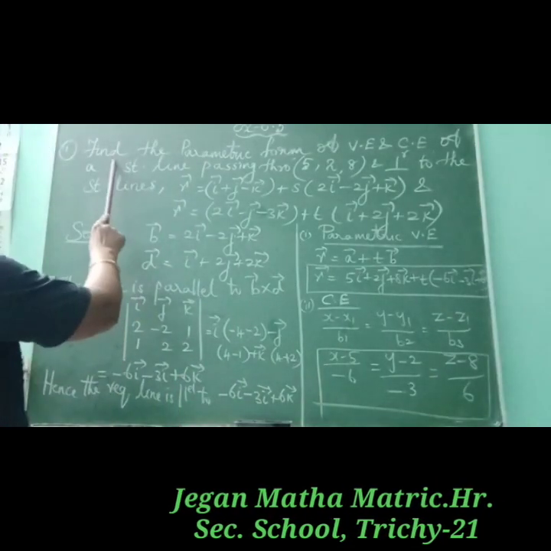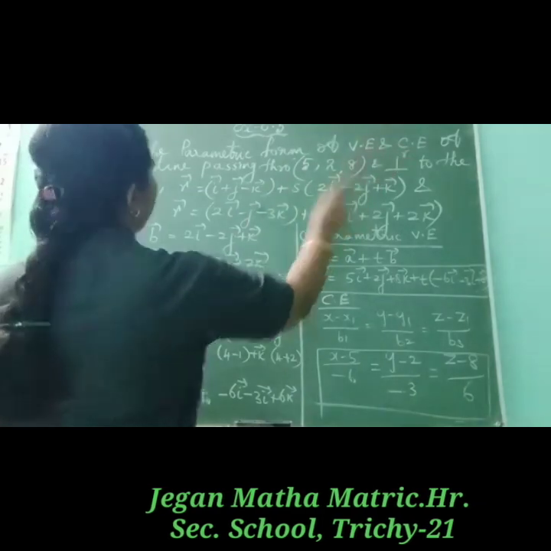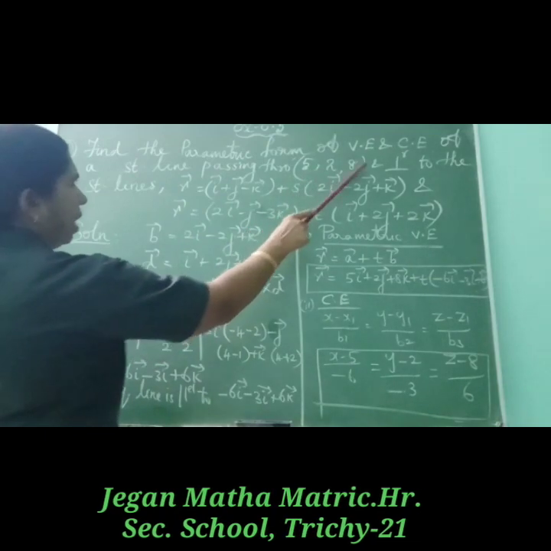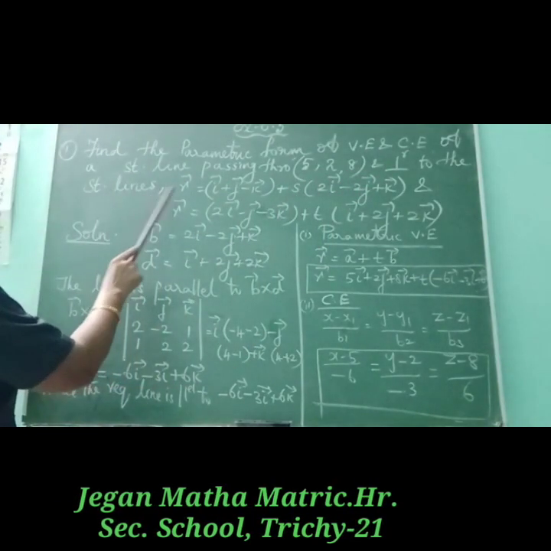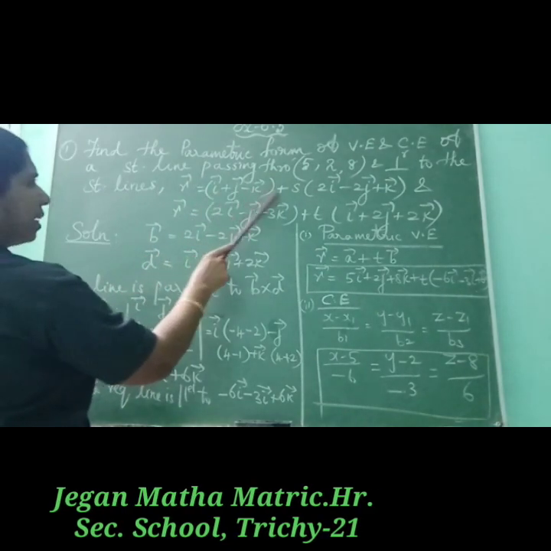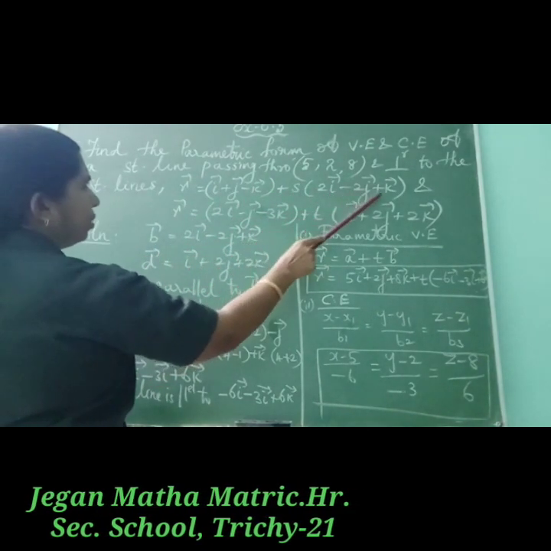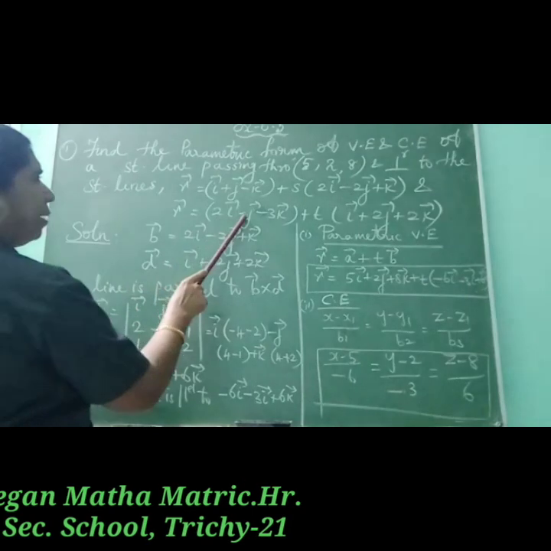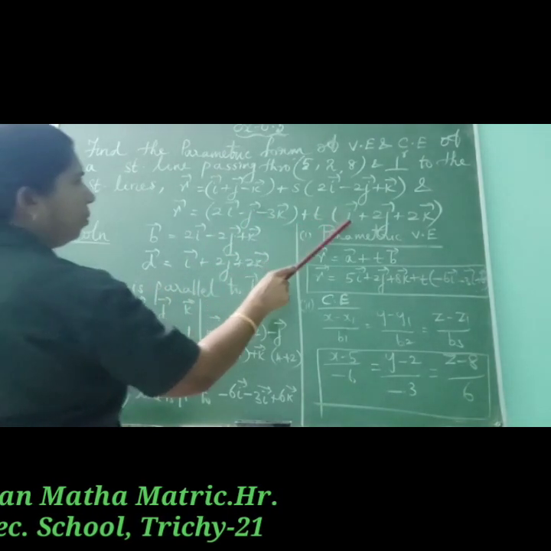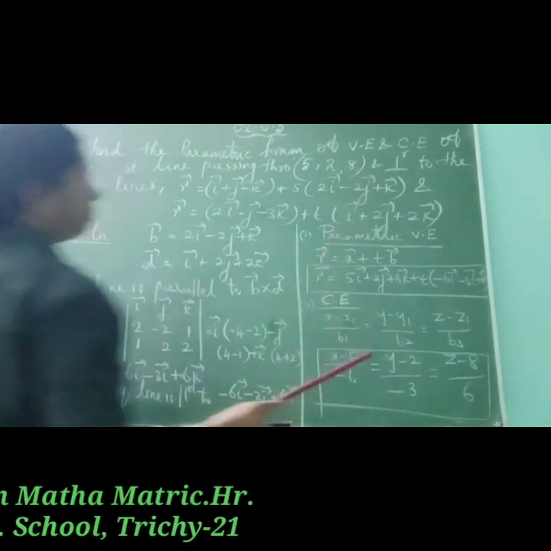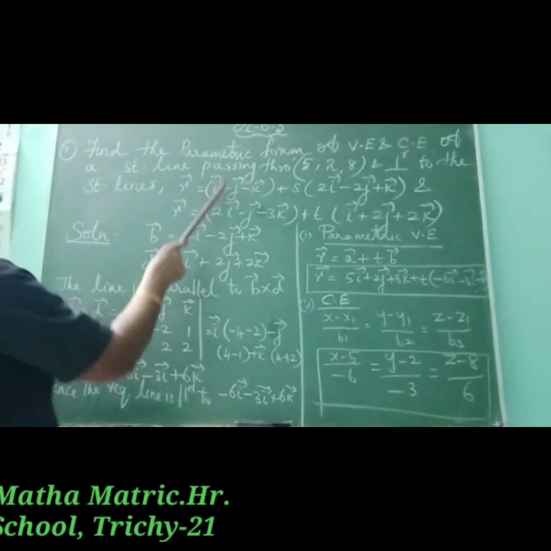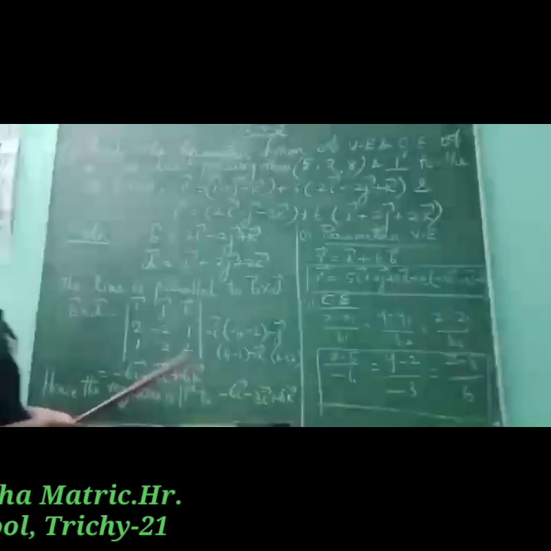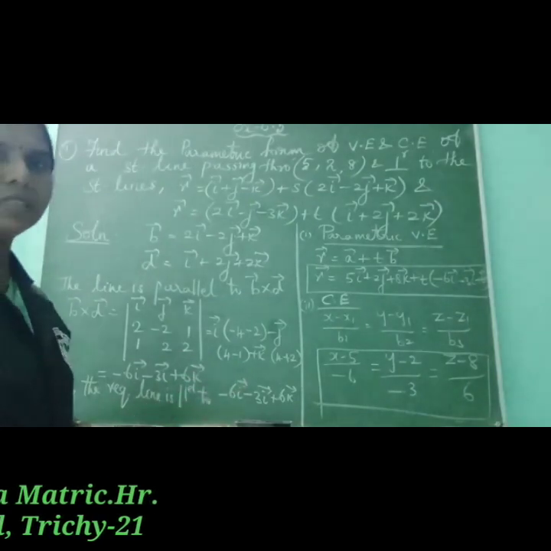First question is, find the parametric form of vector equation and Cartesian equation of the straight line passing through the point (5, 2, 8) and perpendicular to the straight lines r vector equal to i plus j minus k plus s into 2i minus 2j plus k vector. The other line is r vector equal to 2i minus j minus 3k plus t into i plus 2j plus 2k. From these perpendicular lines and using the given point, we have to find the parametric form of vector equation and Cartesian equation.